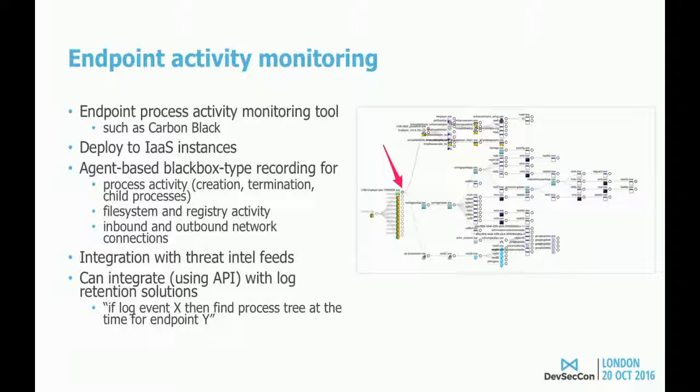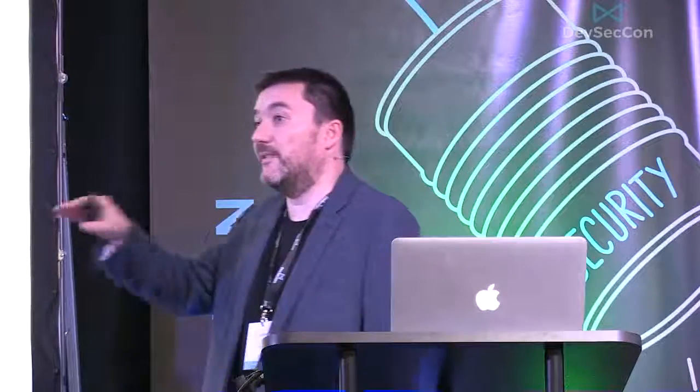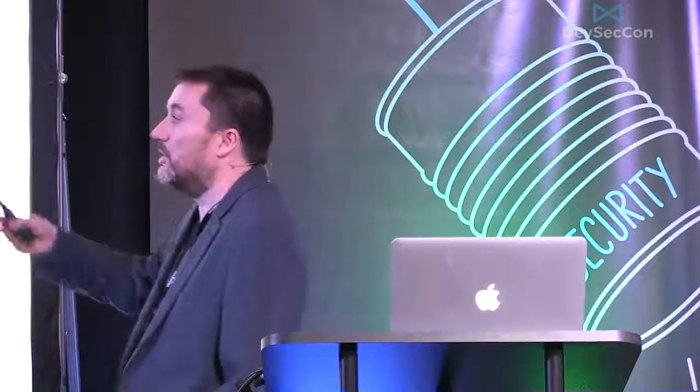And then you can use the Carbon Black API or whatever tool's API to integrate or do some kind of manual integration. So you can integrate your log solution with the endpoint activity monitoring solution, so that if you detect something, you have a rule watching for specific logs or events, you can query this tool and say, okay, give me the process tree at that point 2 weeks ago for that endpoint, and flag me any connections to this IP or whatever. So it's great for incident response and threat hunting.